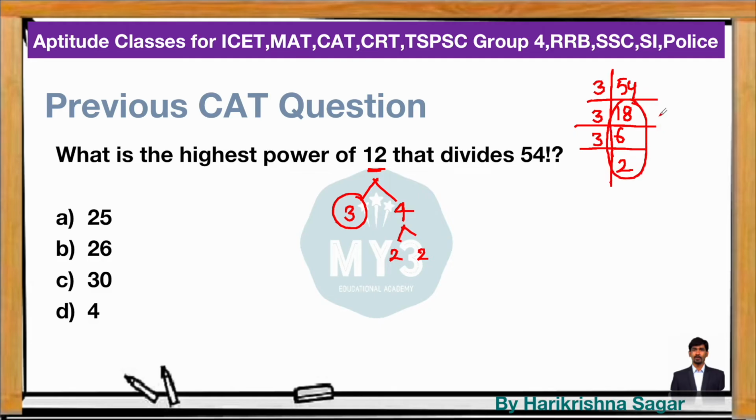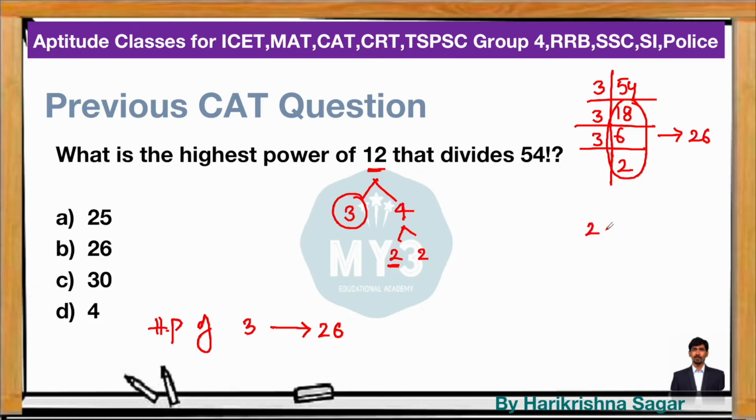Add up these numbers to get the highest power. The highest power I got is 26. That means the maximum power of 3 is going to be 26. Leave this. Let me check the highest power of 2 and then take half of it so that you will get the highest power of 4.